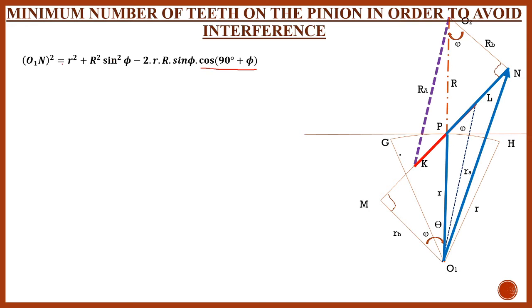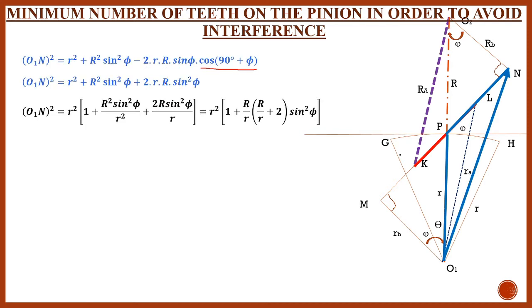That's why this equation becomes r square plus R square sin square phi plus 2 r R sin square phi. Now I will take r square as a common term. We'll find r square times 1 plus R square upon r square sin square phi, and in this also I will take capital R upon small r as a common term. We'll find R upon r plus 2 into sin square phi.